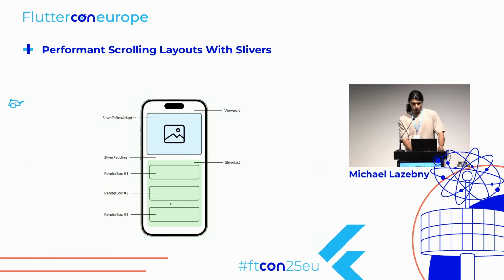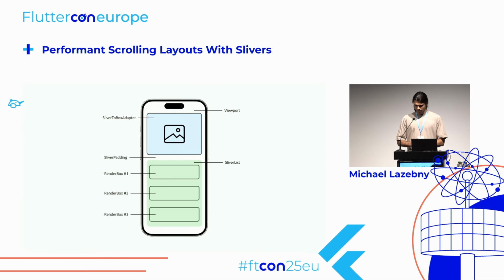So what you need to know about slivers is that there are 2 types of slivers. The first type of sliver is actually the native sliver that just paints inside of a viewport, for example, the sliver padding. And the second type of sliver is the sliver that makes it possible to adapt render objects.